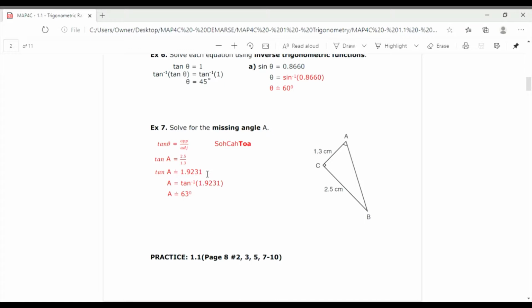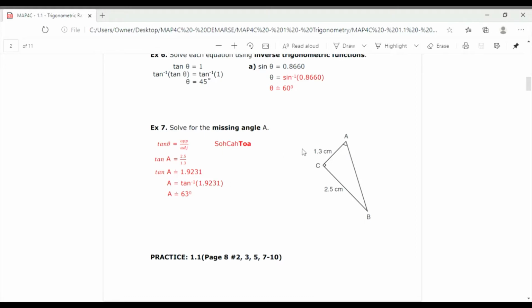But I would like the actual value of the angle A. And for the angle, we use the inverse trig ratio. Now you're using tan, so we'll be using the tan inverse button. Tan inverse of this decimal, 1.9231. On a calculator should give me around 63 degrees for my answer.